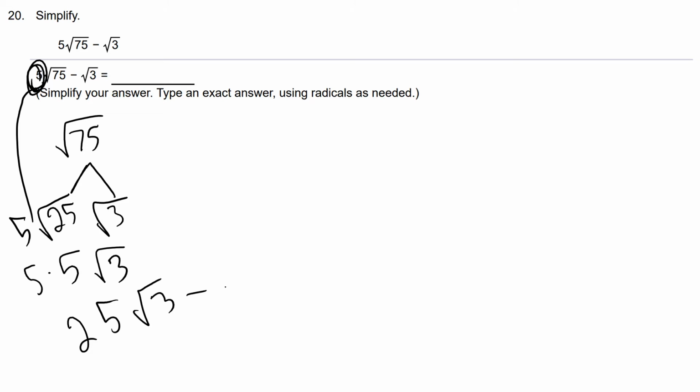Now when we subtract square root of 3, we end up with 24 square root of 3 because we're just taking 1 square root of 3 away.